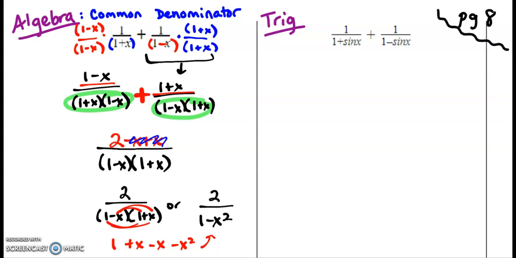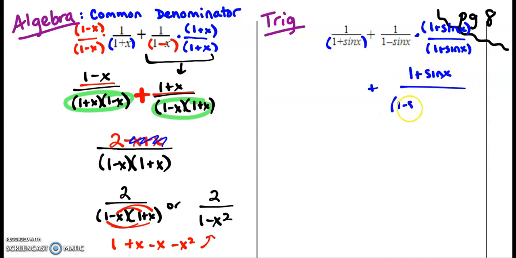So we're going to do that exact same thing over here. I have 1 plus sine in the denominator, so I'm going to multiply my fraction on the right by 1 plus sine of x over 1 plus sine of x. And that's going to get me 1 plus sine of x over 1 minus sine, 1 plus sine. And then on the left-hand side, I'm going to multiply by 1 minus the sine of x over 1 minus sine of x, because that's the other denominator.